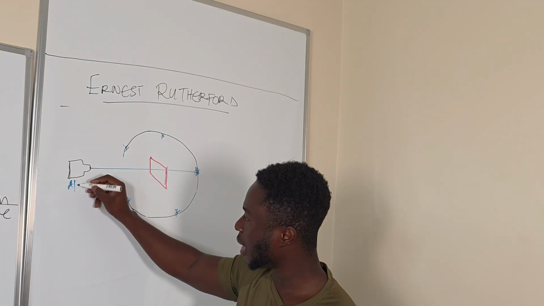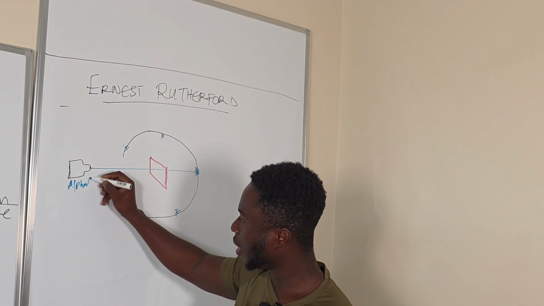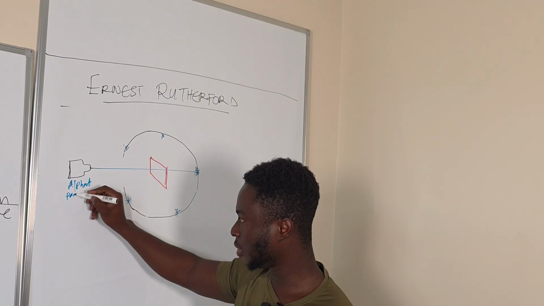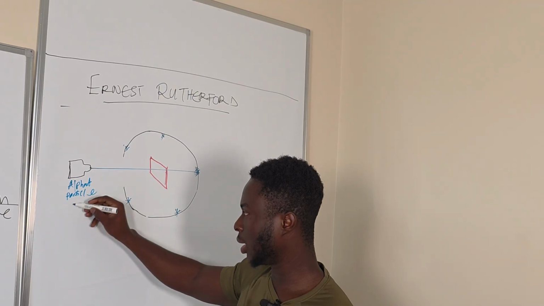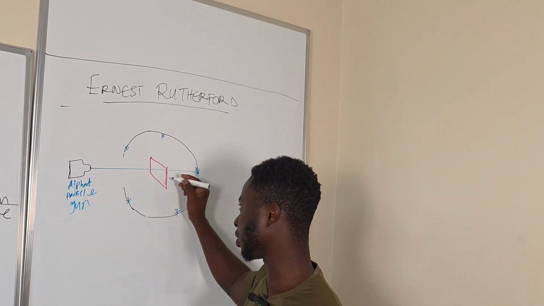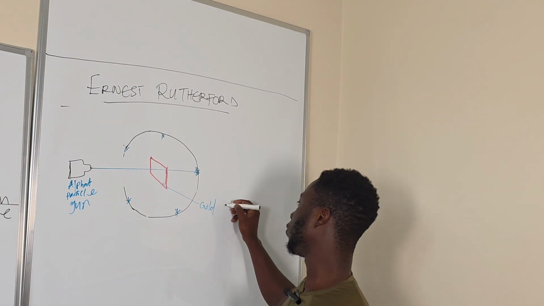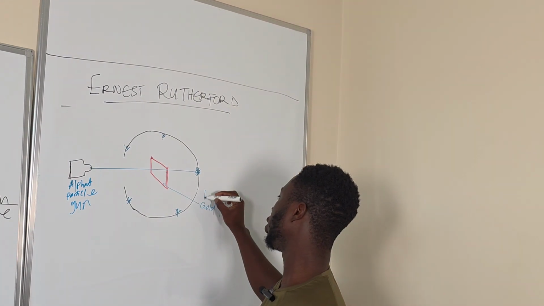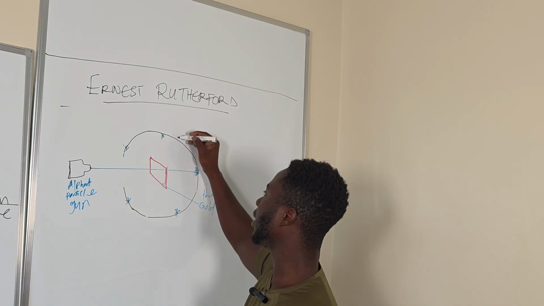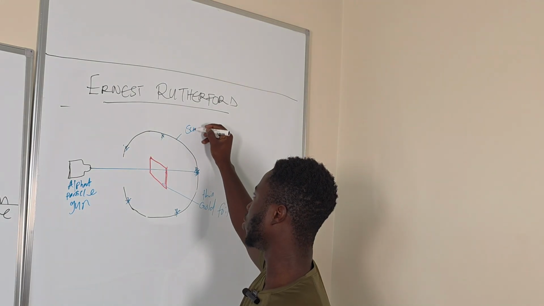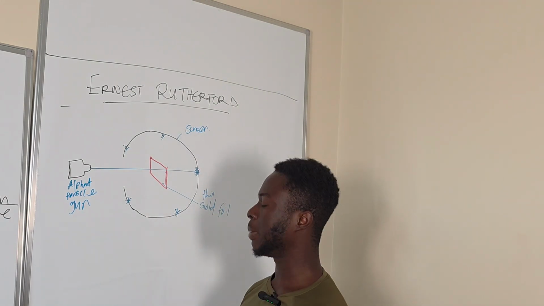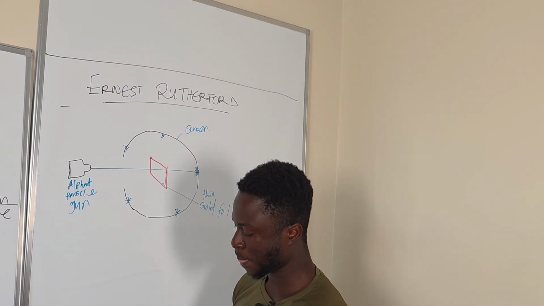So let's name this the alpha particle gun, right? That shoots alpha particles. And this right here, let's call it the gold foil, a very thin gold foil. And then this is our screen, right? That lights up where the particle ended up, right?